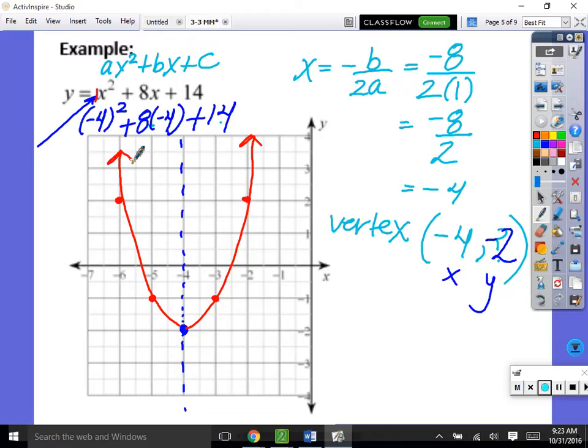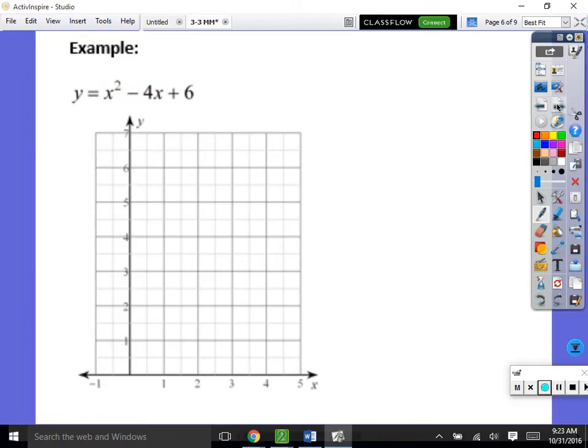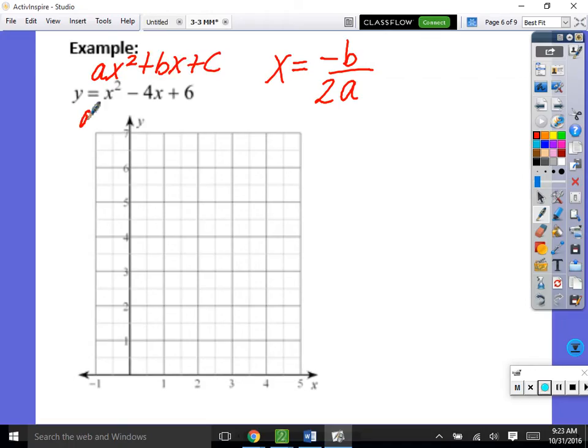Okay, let's do another one like that. So let's do this next example here. So we're going to graph it, it's in standard form. So you'd say, okay, I remember the vertex formula in standard form is the x value is negative b over 2 times a. So you'd list out what a is, and remember it's in the form ax squared plus bx plus c. So our a value is positive 1. My b value is negative 4. My c value is positive 6.